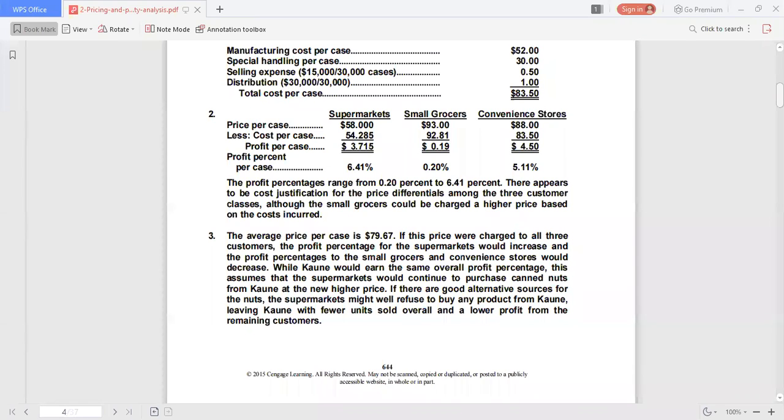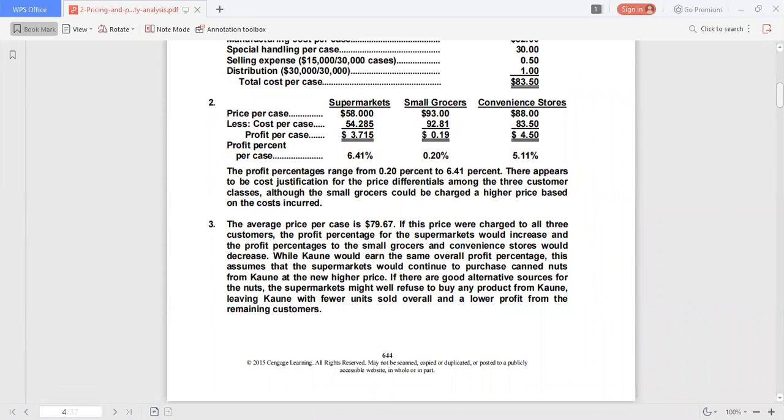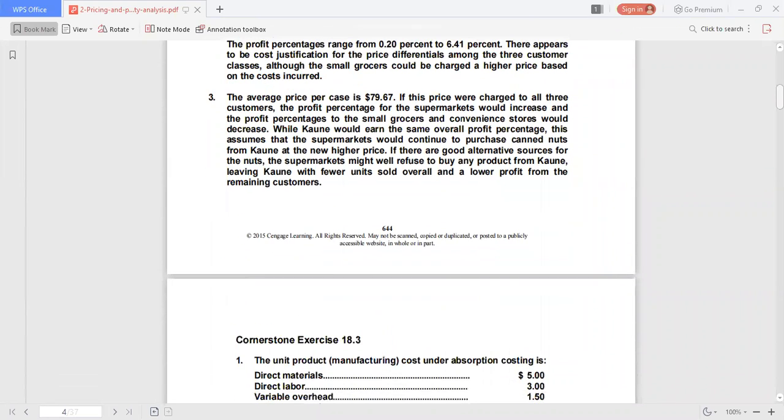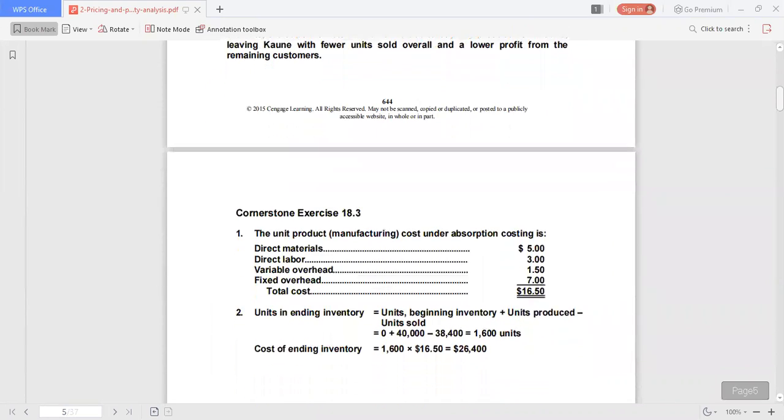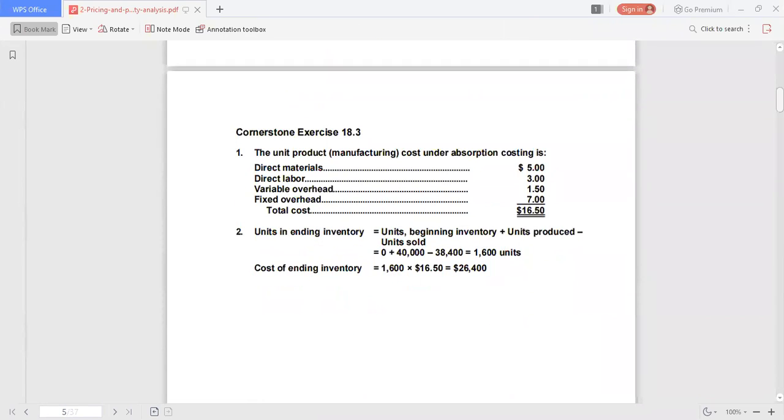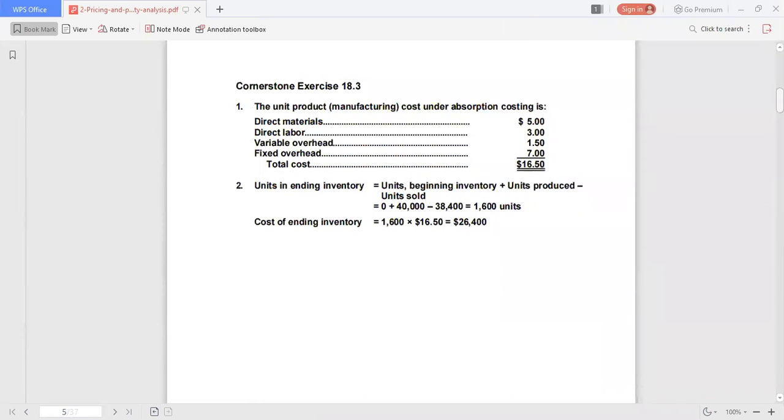Now for the case of absorption costing, first, we have to determine the unit product cost. The unit product cost includes direct materials, direct labor, variable overhead, and fixed overhead. So that will give us the total cost. Now, what is very important in the case of absorption costing is that we include here the fixed overhead.